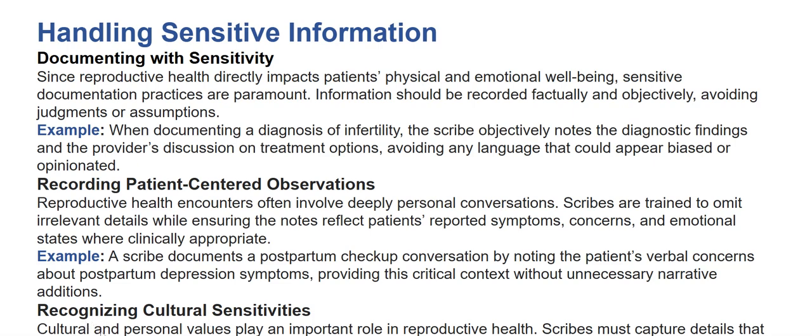Recognizing cultural sensitivity. Culture and personal values play an important role in reproductive health. Scribes must capture details that align with the patient's preferences and avoid judgmental language to respect diverse perspectives on topics such as contraception or fertility treatments. Example: during a consultation, a scribe records the patient's preference for hormone-free contraceptive options based on cultural beliefs.